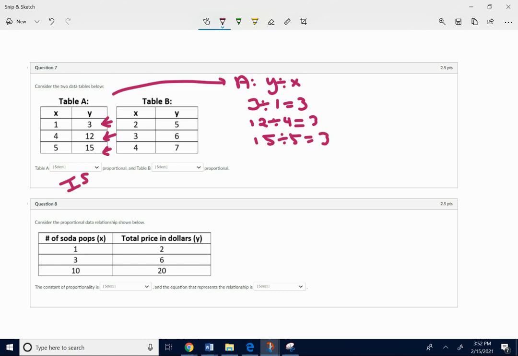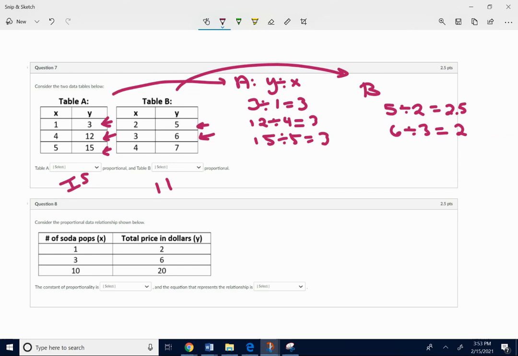The second table, well, I can tell, to make it a little easier, that 5 divided by 2 is going to be 2.5, but even if I didn't know that right off, 6 divided by 3 is exactly 2, and I know that's not the same thing as 5 divided by 2. 5 divided by 2 and 6 divided by 3 give you 2 different answers, so that is not proportional.